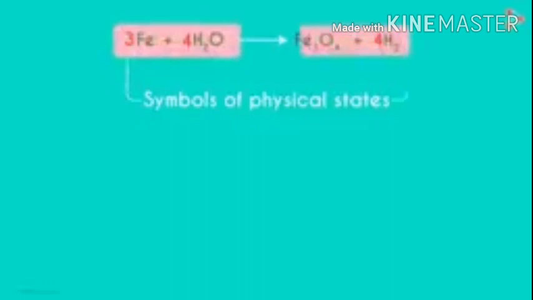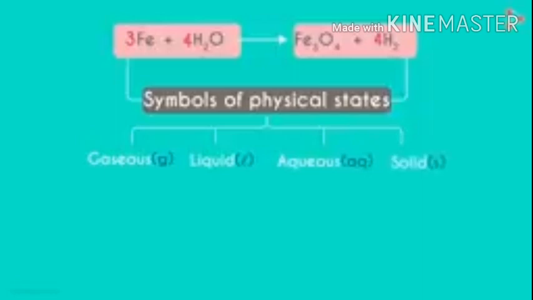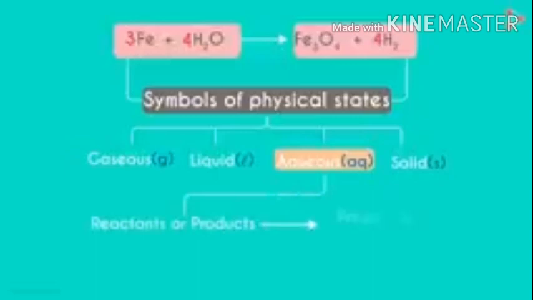Now, is only balancing enough, or is there something else? Yes, symbols of physical states. Now, what do you mean by symbols of physical state? Carefully examine the equation. Does the equation tell us anything about the physical state of each reactant and product, whether it is gaseous, liquid, aqueous, solid? Gaseous g, liquid l, aqueous aq, and solid s.